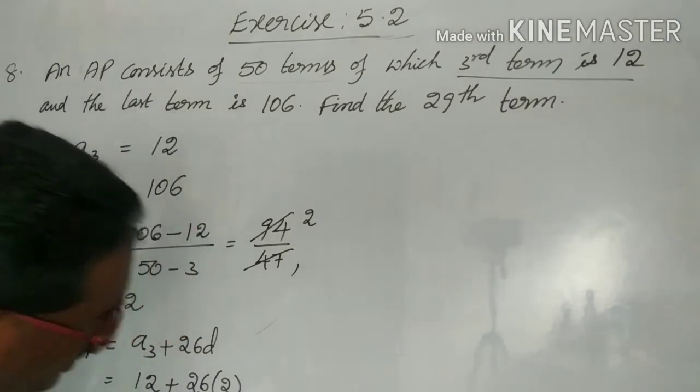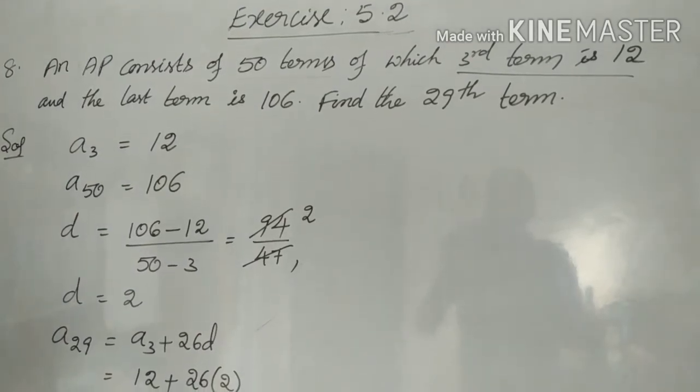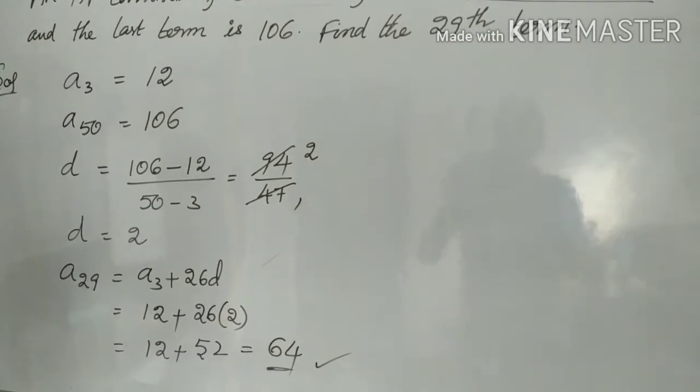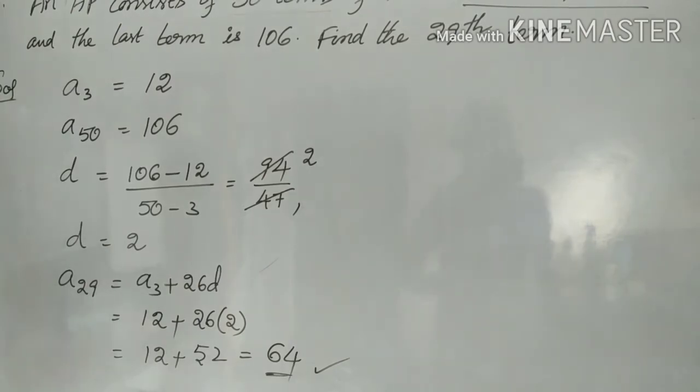Very easy. Please make a note. You understand? So that is only. See here, A29 is the third term plus 26D. Third term is equal to 12 plus 26 into D, that is 2. 26 into 2, 52. 12 plus 52 how much? 64. That's all. Understand? Very easy.